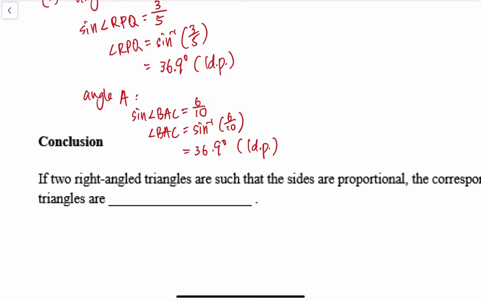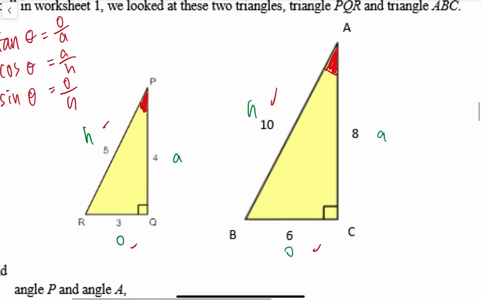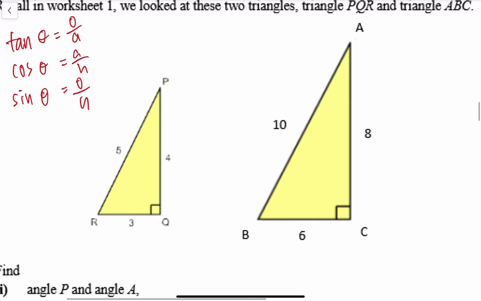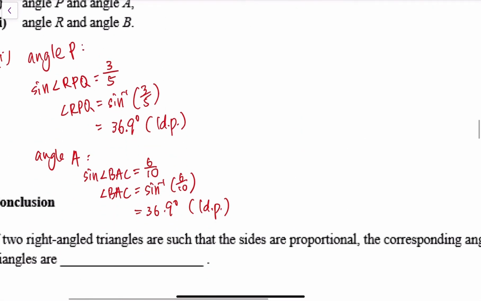Hey, how come it's the same angle? Because it is actually an enlargement by a scale factor of 2, right? You take all the sides times 2, times 2, times 2, just like in the previous example, and then you get the same ratio. Remember in worksheet 1, we mentioned that they are similar triangles. If the angles are fixed and I just expand it, the trigo ratio will be the same if they are similar triangles.